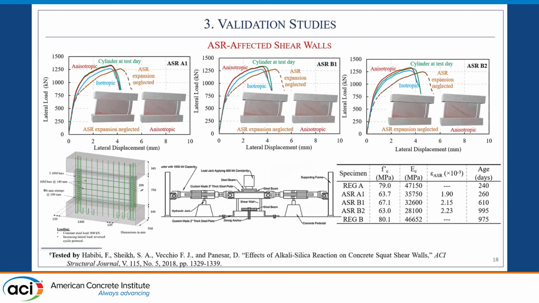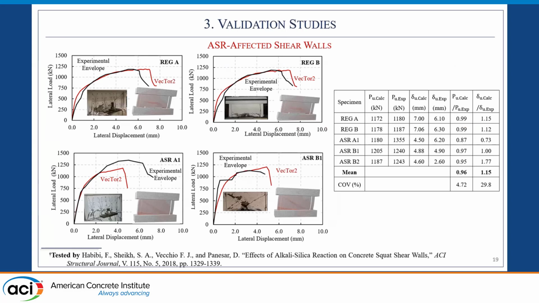Another type of specimen that we looked at were shear walls. These were tested at the University of Toronto by Habibi and Sheikh, and I'm showing here only the analytical results. In this case, using either properties from reactive cylinders or properties from non-reactive cylinders together with the anisotropic model resulted in relatively similar responses. Compared to the experimental results, we obtained relatively accurate predictions.